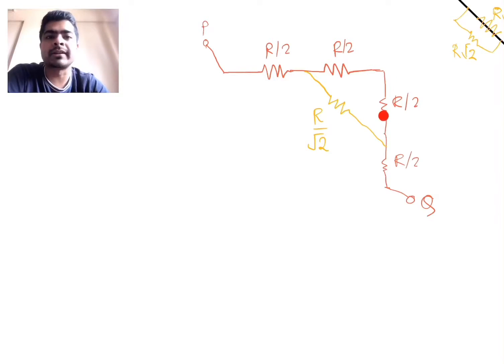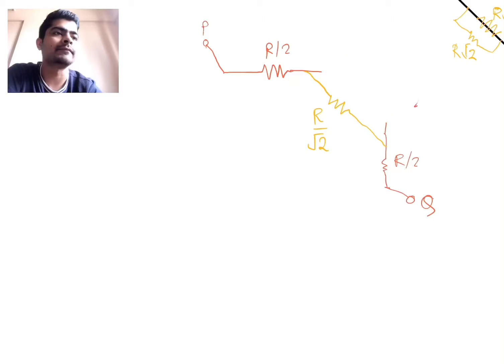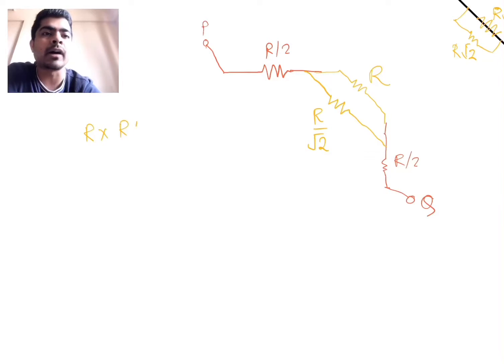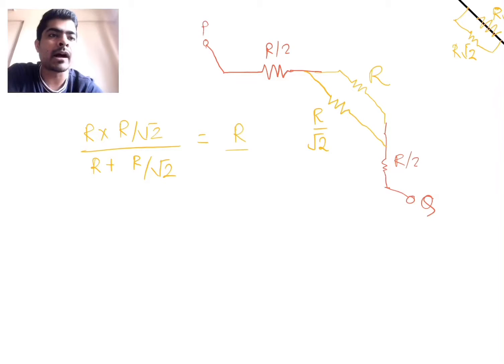So R by 2 and R by 2, they are in series. So resultant will be R. So let's just erase them and rewrite R over here. So I will get R. Now R and R by root 2 are in parallel. So what do we obtain? So R and R by root 2 in parallel will give you what? R into R by root 2 divided by R plus R by root 2. So that will come out to be equal to R by root 2 plus 1.